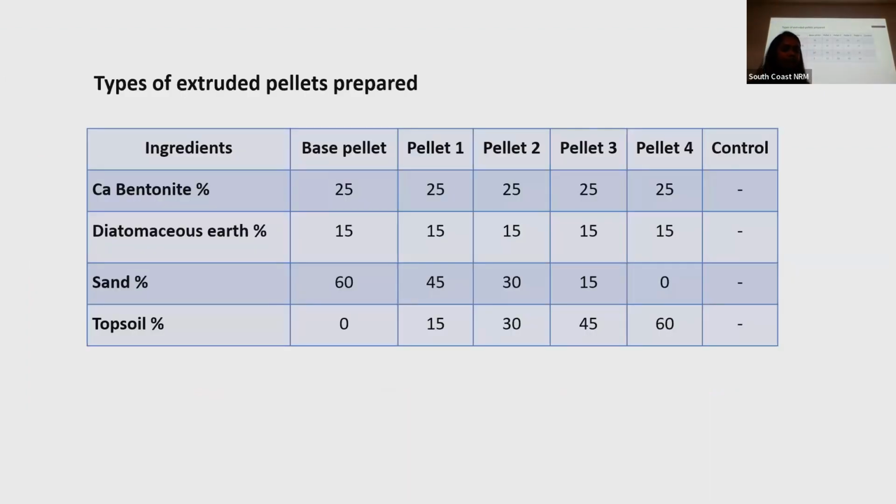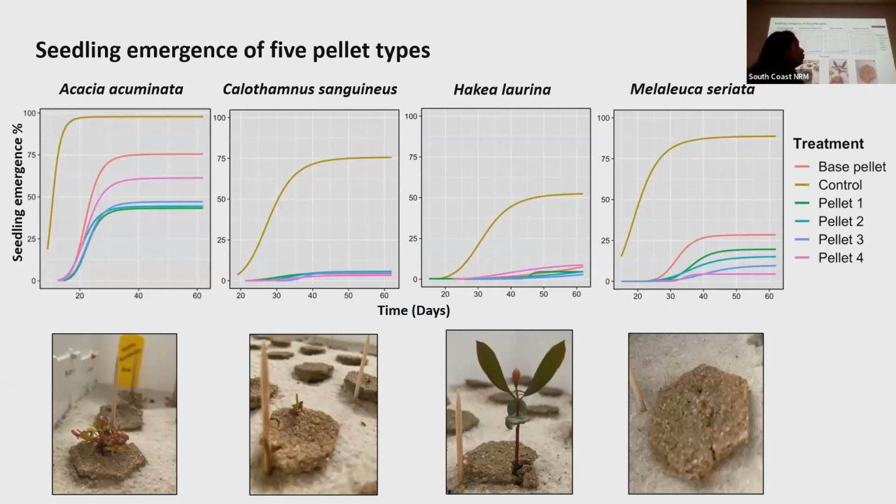So basically, there were 5 different pellet types, and as a control there were bare seeds. In these pellet types, calcium bentonite and diatomaceous earth percentages were constant, whereas sand and topsoil collected from the reserves were varied. So moving to the results, here I have plotted seedling emergence percentage for all the 4 species against time. As you can see, in all the 4 species, seedling emergence was considerably low in the pellets when compared to the control.